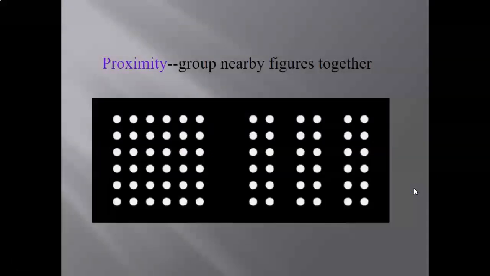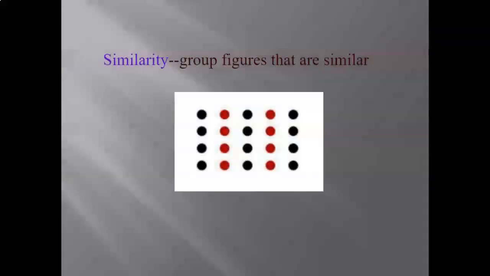We often group by proximity, so grouping nearby figures together. We also group figures that are similar to each other. So in this case, it might be by color.